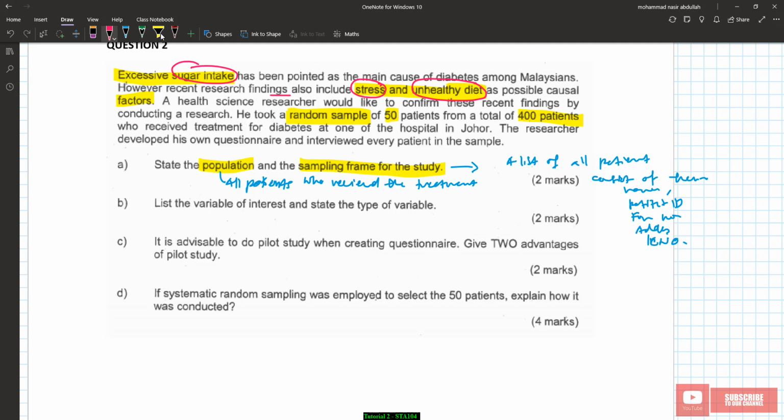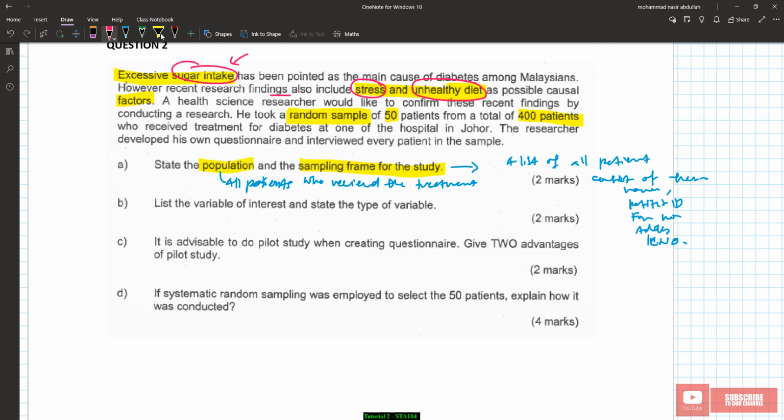So this is going to be the variable, right? So maybe we can pick one, let's say sugar intake, right? Sugar intake as your variable of interest. So kita nak measure how many sugar consumed for diabetic patient, right? So state the variable, state the type of variable.